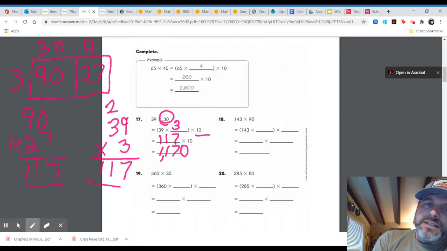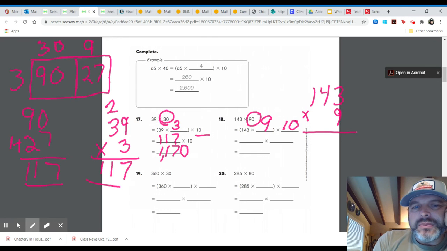Okay. All right. Number 18, same thing. But we're breaking apart 90. So we're going to do everything times 10. And what times 10 equals 90? So if you see that first number, if you said 9, 9 is in the front, we're going to separate it out. So you're going to do 9 times 143, okay? 143 times 9.